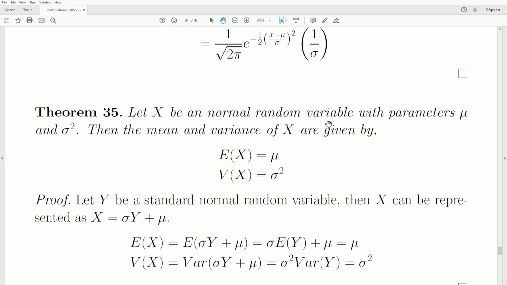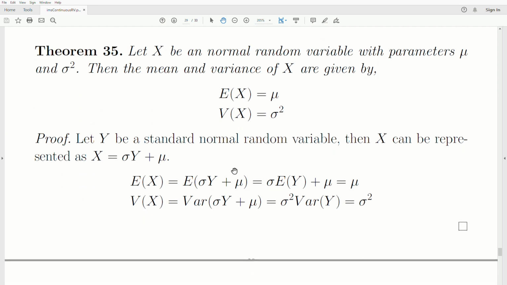Now let x be a normal random variable with parameters mu and sigma squared. Then the mean and variance of x are given by this. The mean is mu and the variance is sigma squared. Let y be a standard normal random variable. Then x can be represented as x equal to sigma y plus mu. So to find the expected value of x, we plug in what it can be defined as. They're equivalent expressions. Expectation is a linear operator, so the only variable is y, the others are constants. The expected value of a standard normal random variable is 0, so it leaves mu, and that's what we wanted to show.